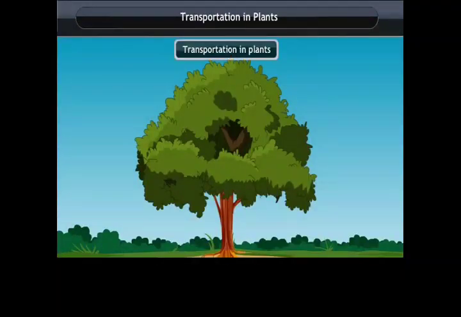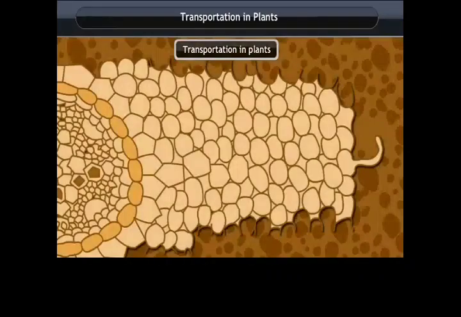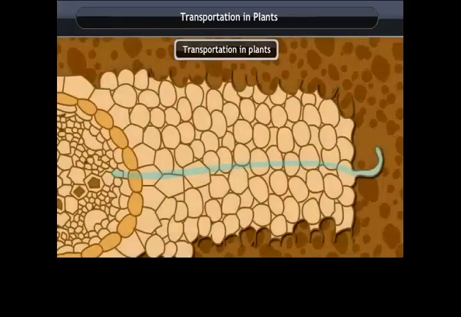Transportation. Transportation in plants. For photosynthesis, the plants take water and minerals from the soil through roots and transport them to the leaves. Plants absorb water and minerals by the roots. The roots have root hair. The root hair increases the surface area of the root for the absorption of water and mineral nutrients dissolved in water.